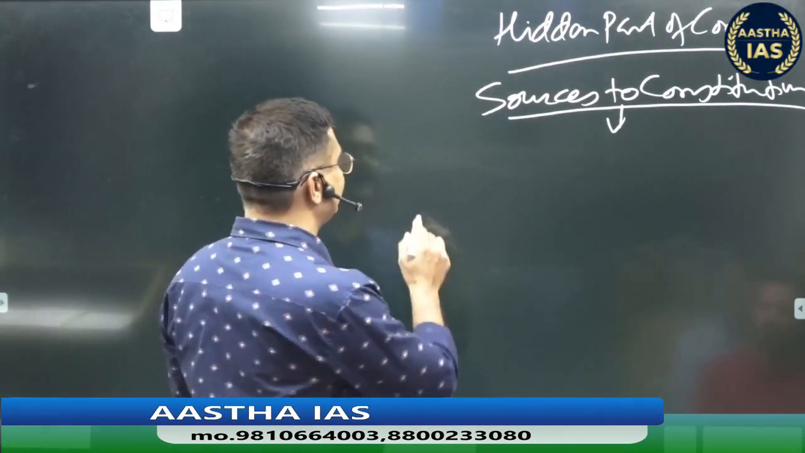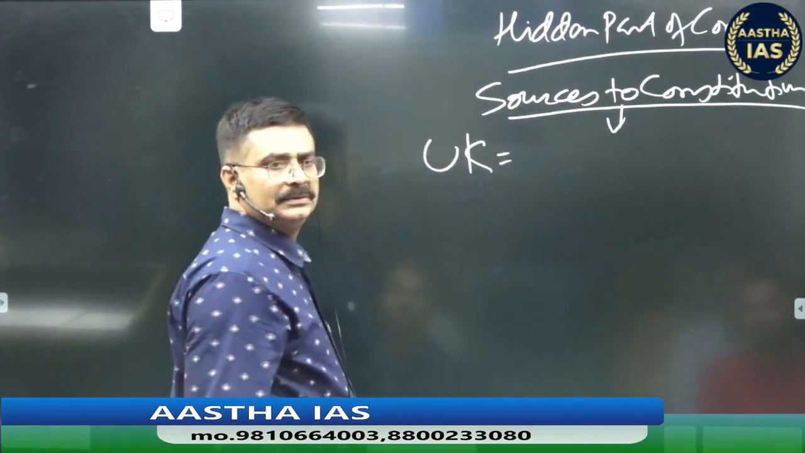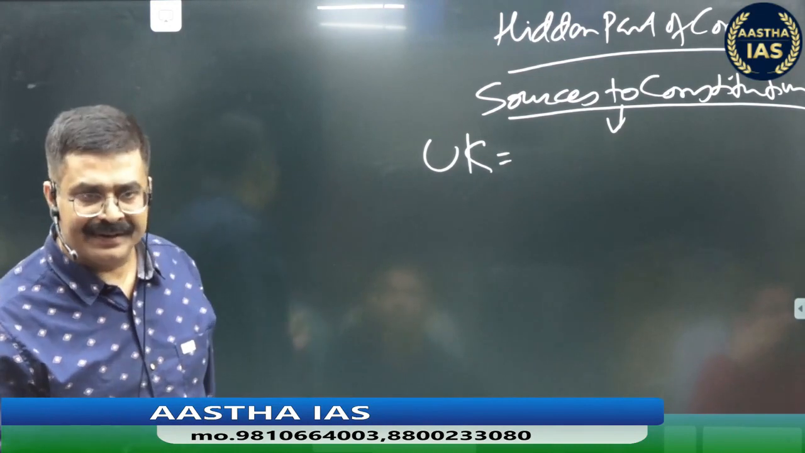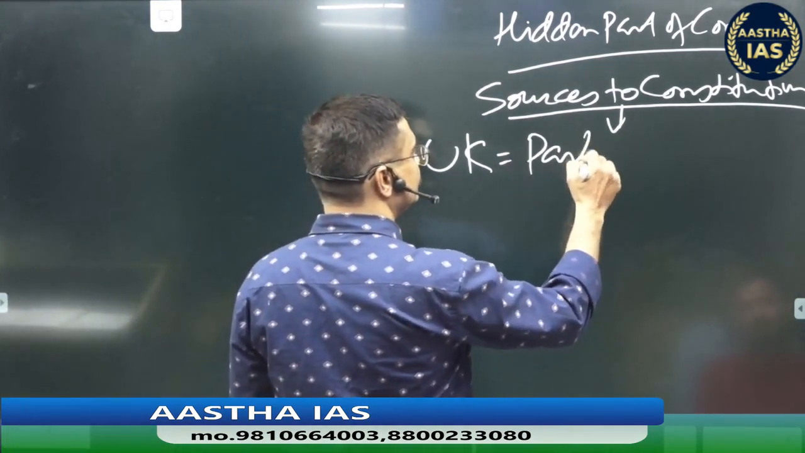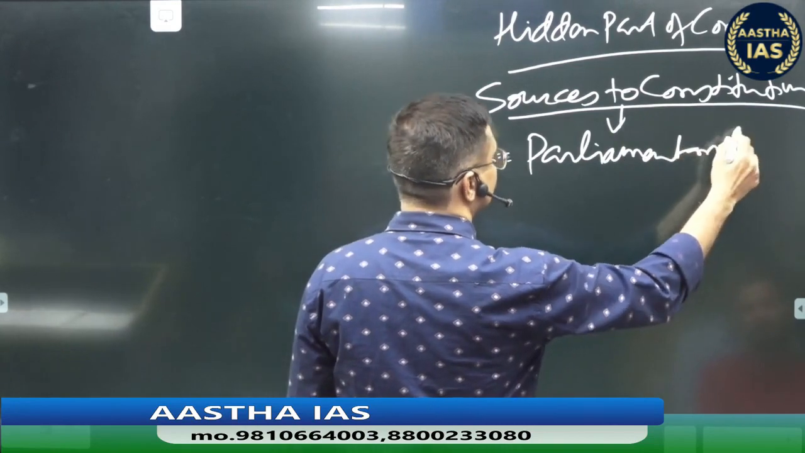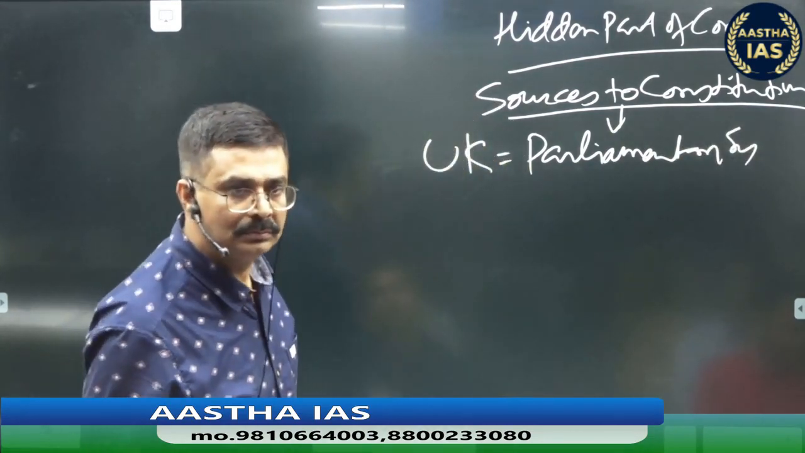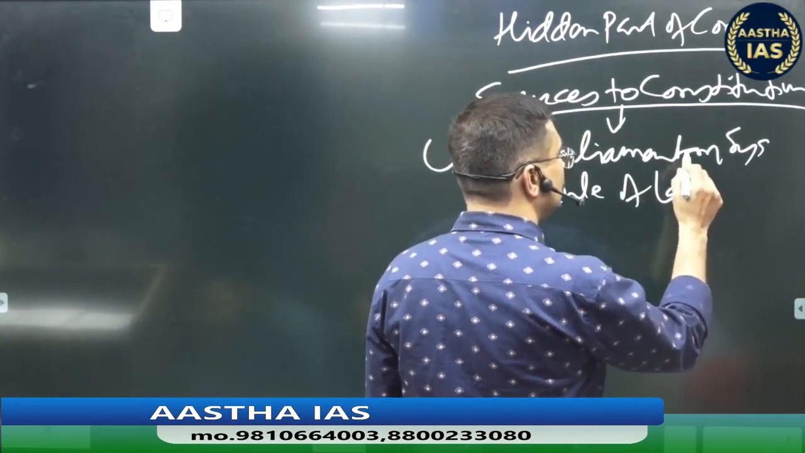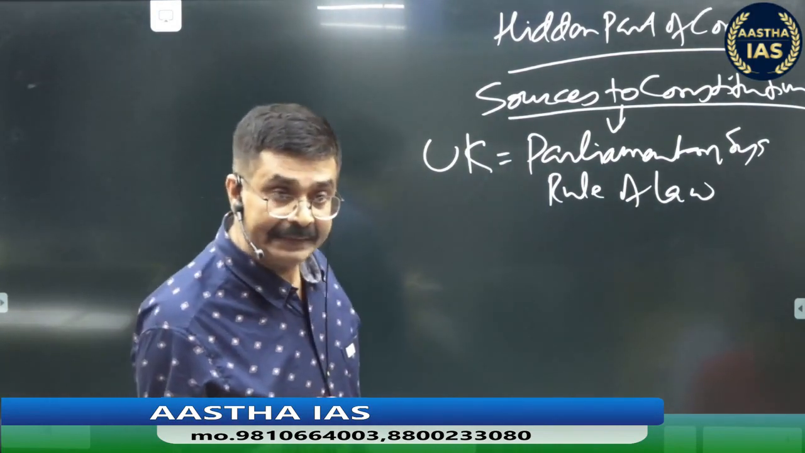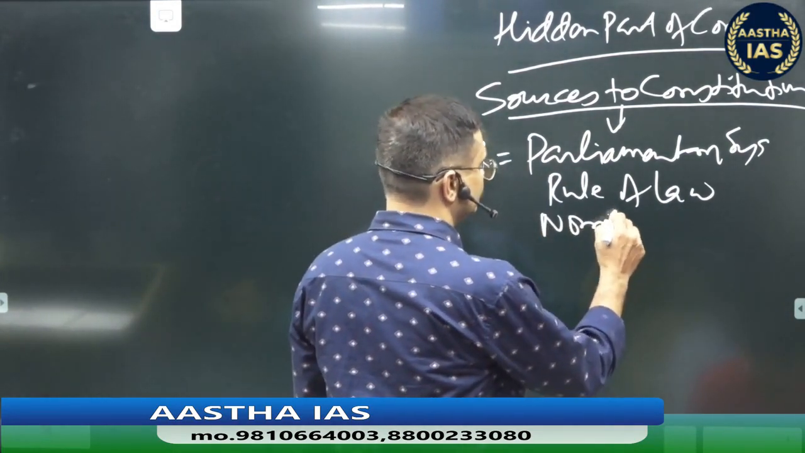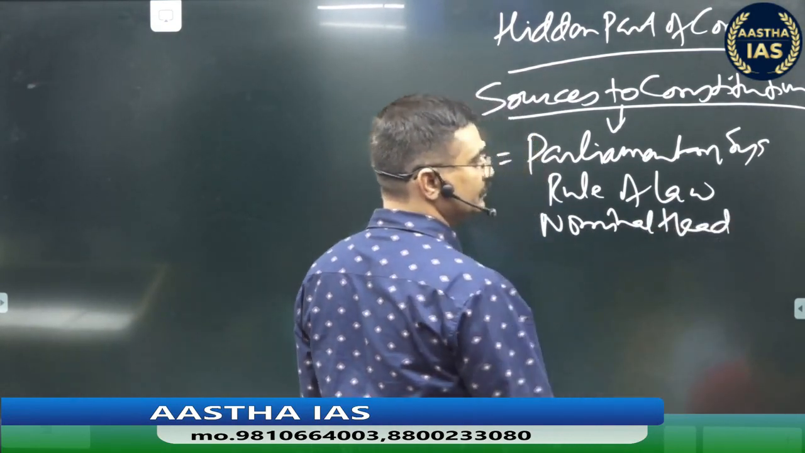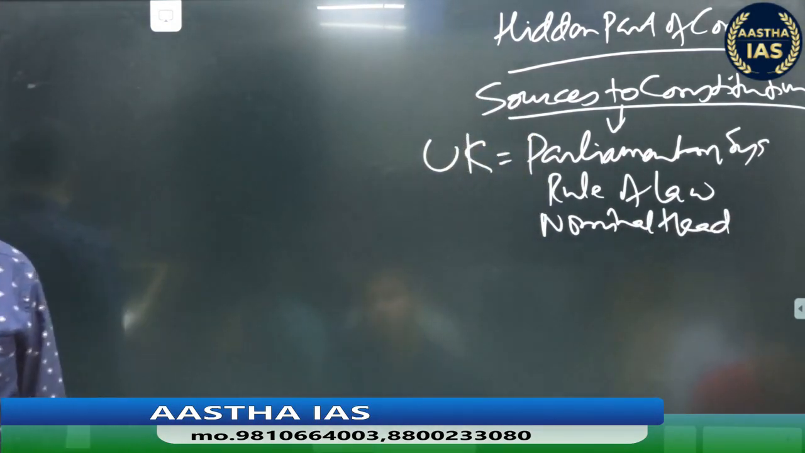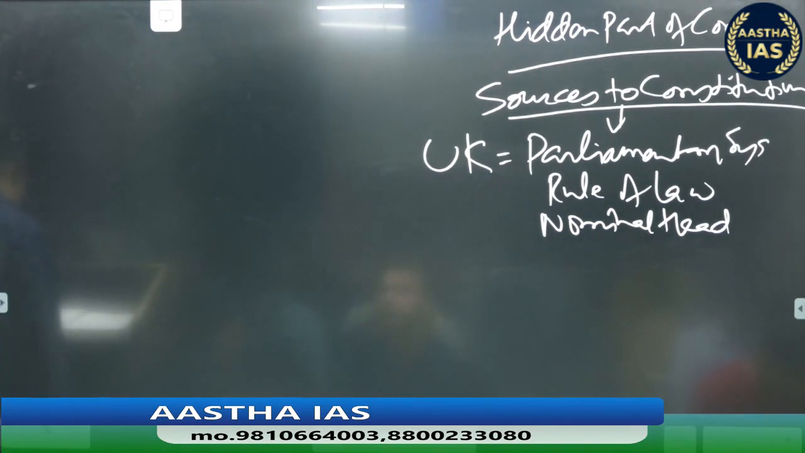And then you people know, okay, a lot of things got adopted from UK, mainly parliamentary system. Rule of law. Nominal head of state. Mainly, a lot of things are there. Privilege and immunities and legislative procedure and single citizenship and cabinet executive. बहुत सारी चीजें हैं. These are important ones.